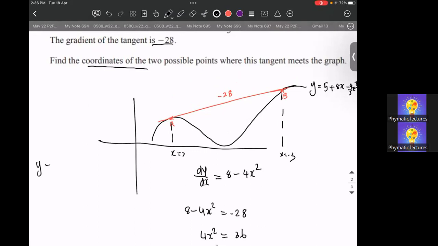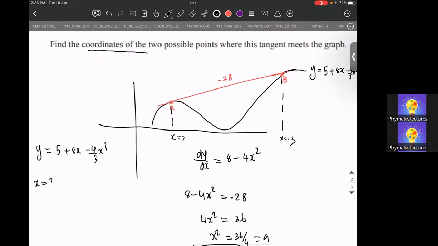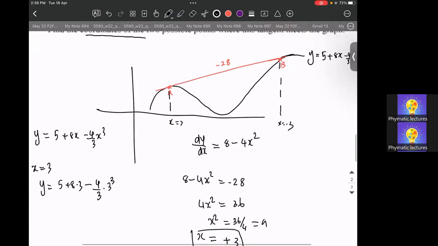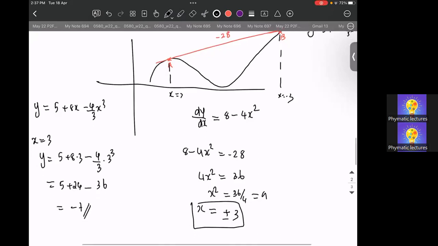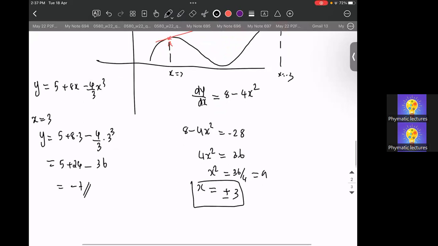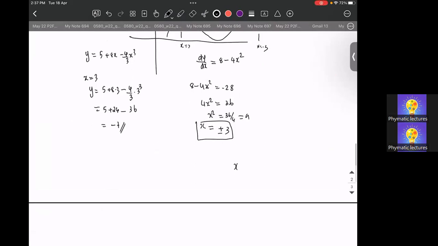So the general equation of this curve is y is equal to 5 plus 8x minus 4 by 3 x cubed. So when x is equal to 3, what is the y coordinate? 5 plus 8 times 3 minus 4 by 3 into 3 cubed. So it becomes 5 plus 24 minus 36. So that must be minus 7. So we got the answer as minus 7. So the first coordinate is x is equal to 3, y coordinate is minus 7.